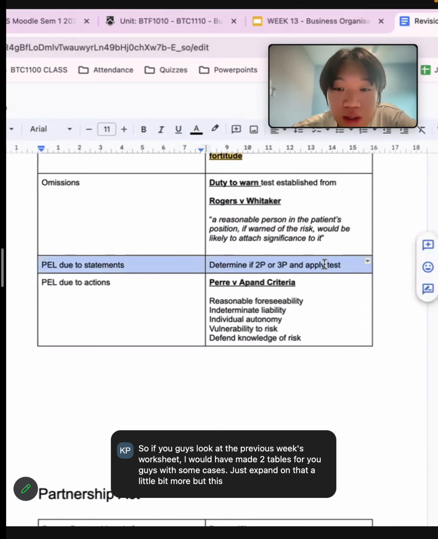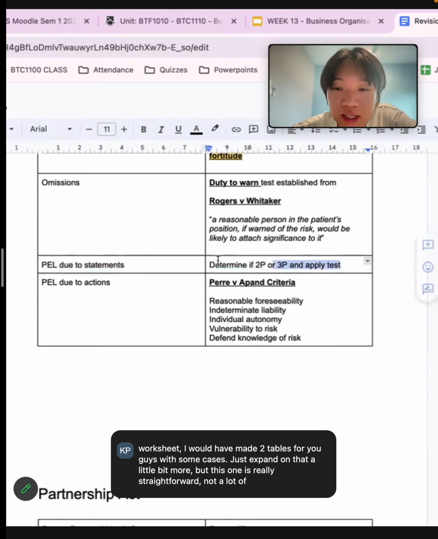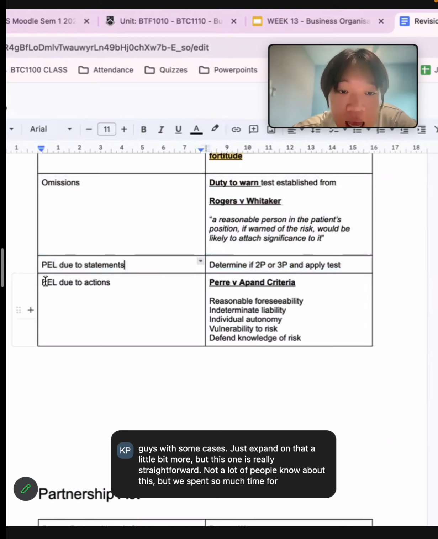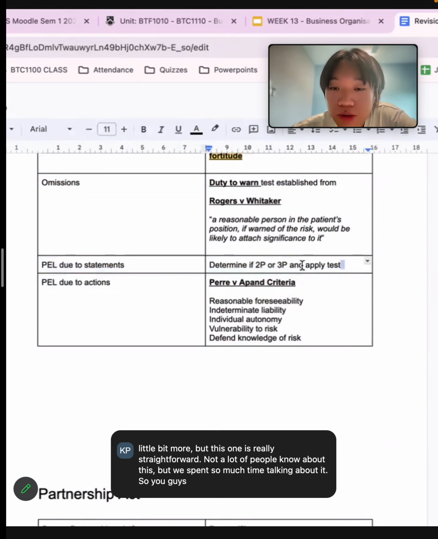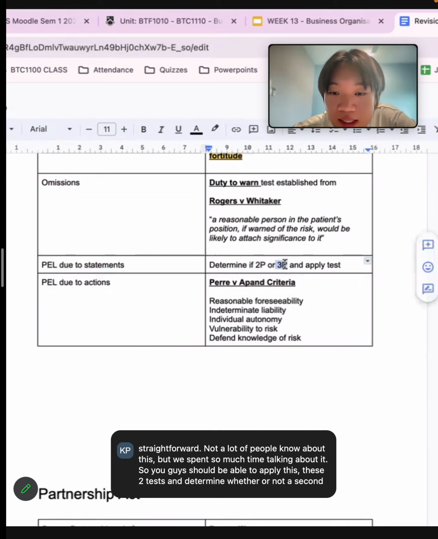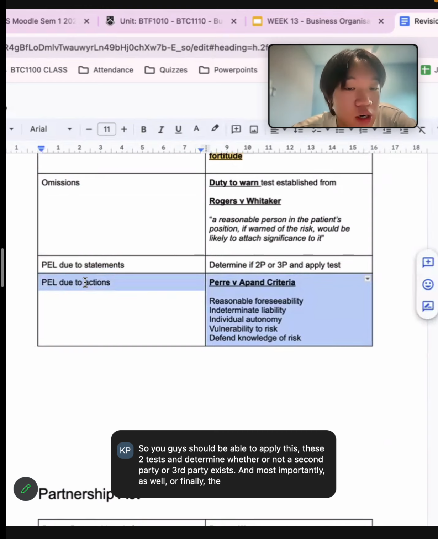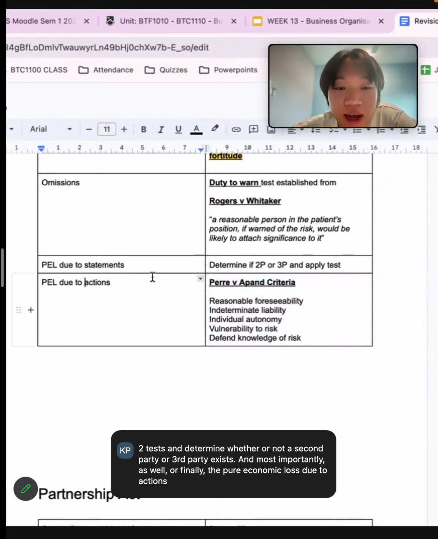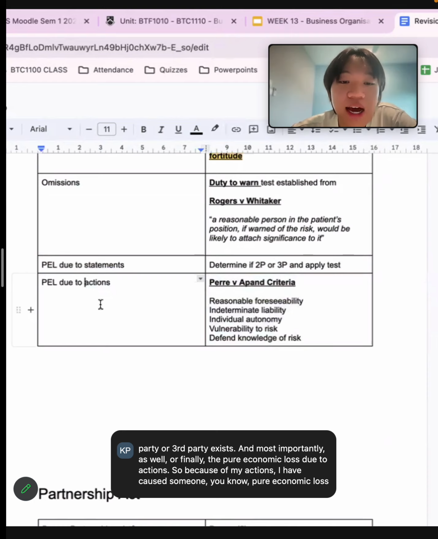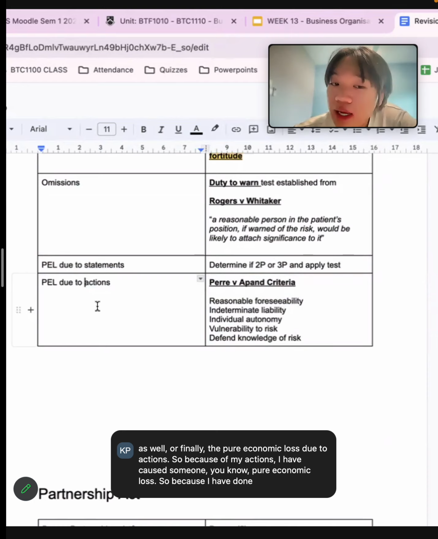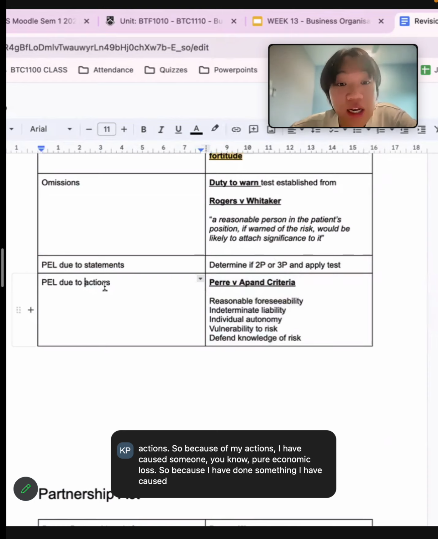But this one is really straightforward. Not a lot of people know about this, but we spent so much time talking about it. So you should be able to apply these 2 tests and determine whether or not a second party or third party exists. And most importantly, finally, the pure economic loss due to actions. So because of my actions, I have caused someone pure economic loss. Because I have done something, I have caused money loss to someone.